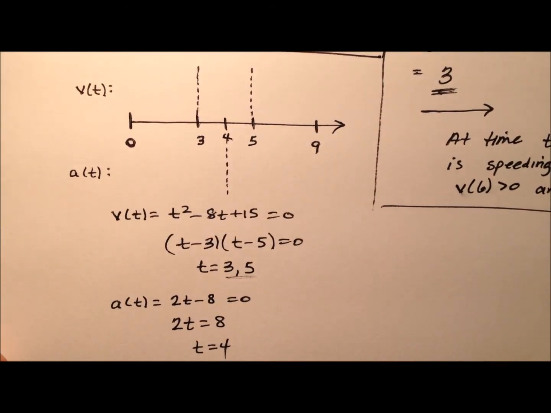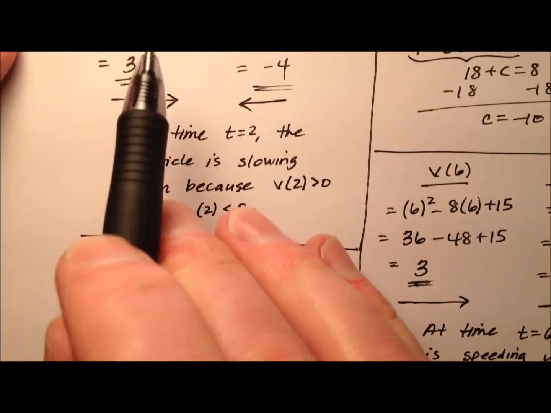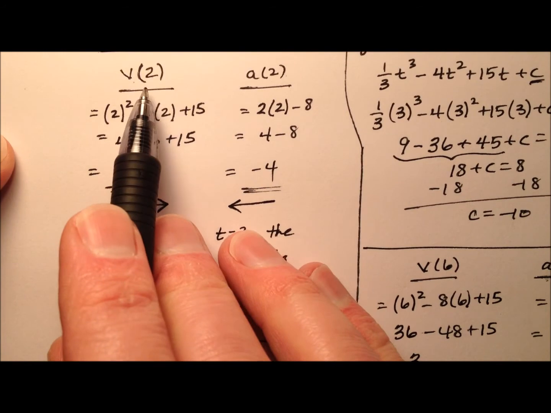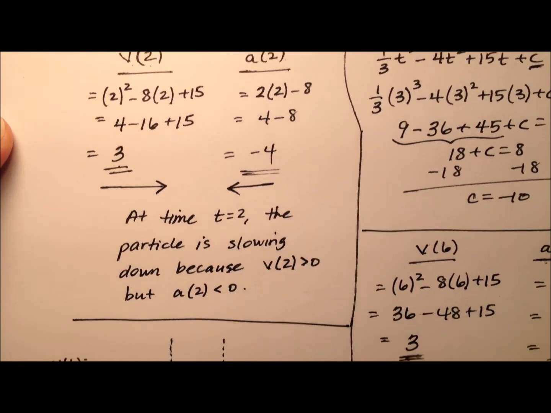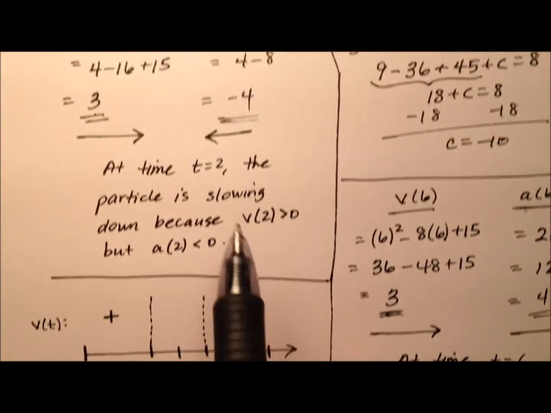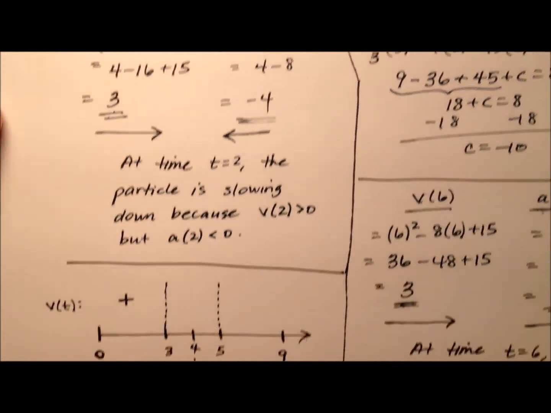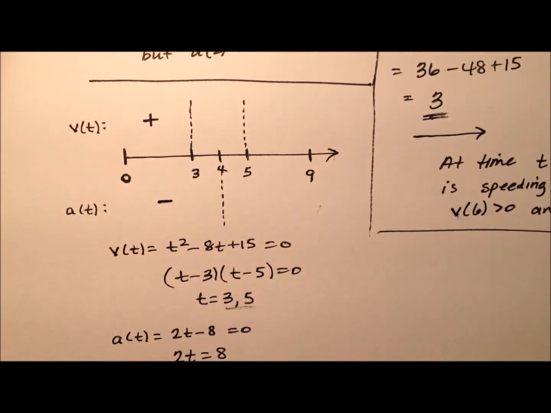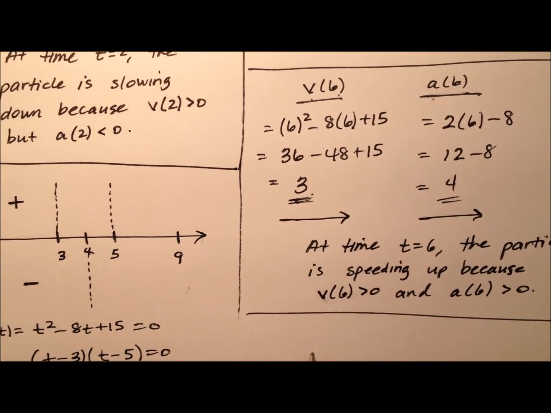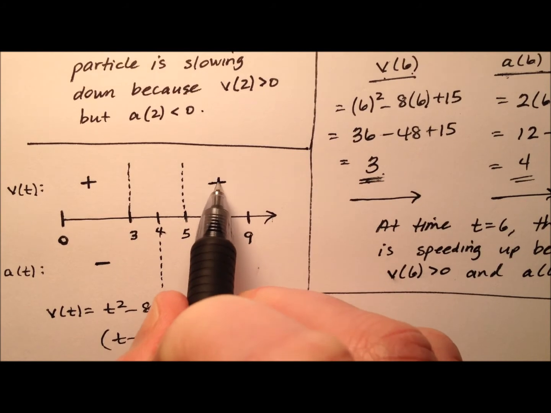Okay, so we need some test points to figure out whether they're positive, negative, that kind of thing. Well, we actually already have a couple of examples. We have the velocity at 2 and the acceleration at 2. And we know that at 2 the velocity was positive. So let's put a positive right there. And we know at 2 the acceleration was negative. So let's put a negative right there. Similarly, we had the velocity at 6 was positive. So I can put a positive there.